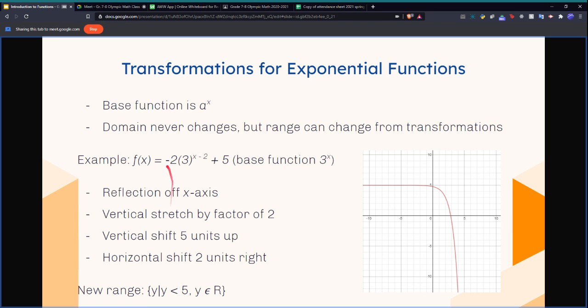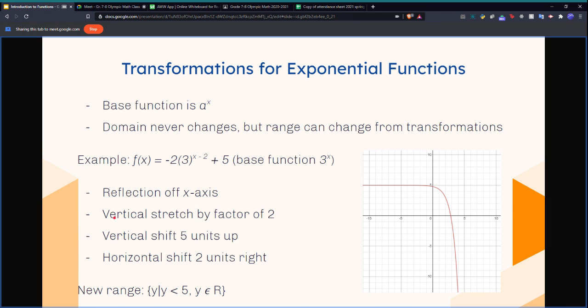Then you also look at dilations. First, you have a vertical stretch by a factor of 2, because you have this 2 right here. And there's no horizontal stretches at all, right? They would be in this exponent right here. If you want a horizontal stretch, they would be in this exponent, but there are none. There's nothing in front of the x right here. So you don't have any horizontal compressions or stretches.